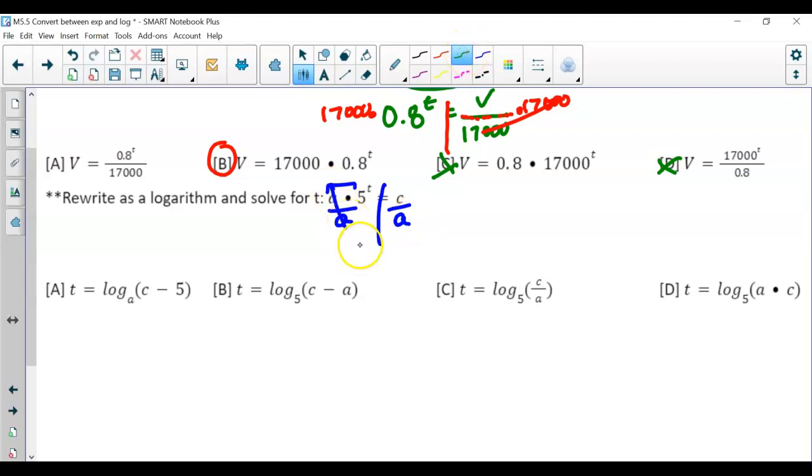Now I've got my exponential. 5 to the t is equal to c divided by a. Now we can write this as a log. So this is log, what is the base? 5. So log base 5 of c divided by a is equal to t. That's why the answer here was C.